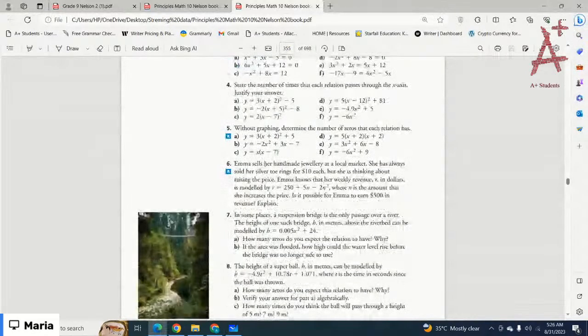Okay, start with question 4. State the number of times that each relation passes through the x-axis. Justify your answer. Okay, let's start with question number 4a. Y equals (3x plus 2) square minus 5.